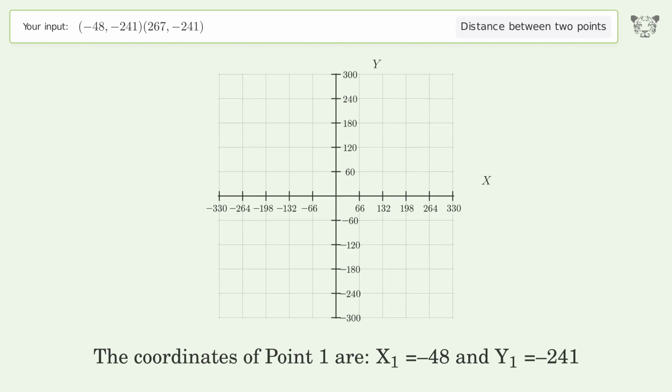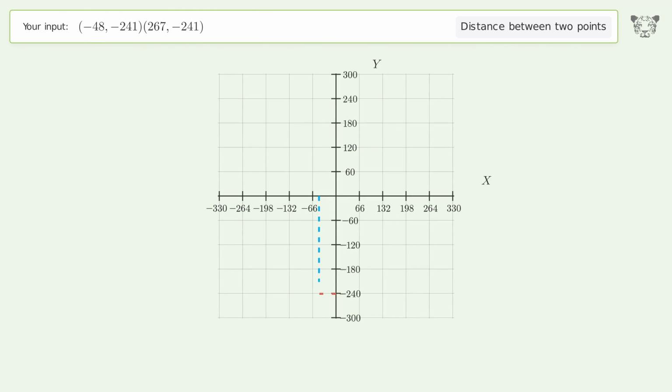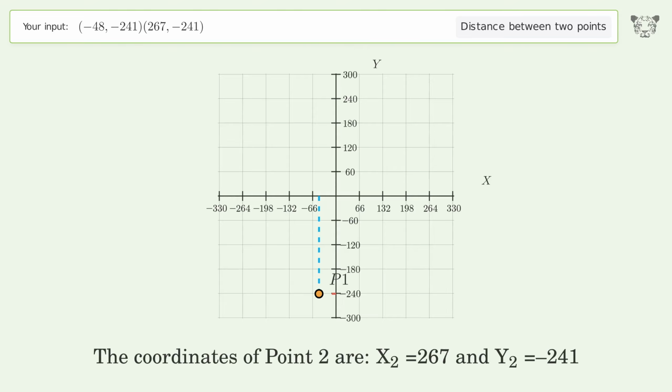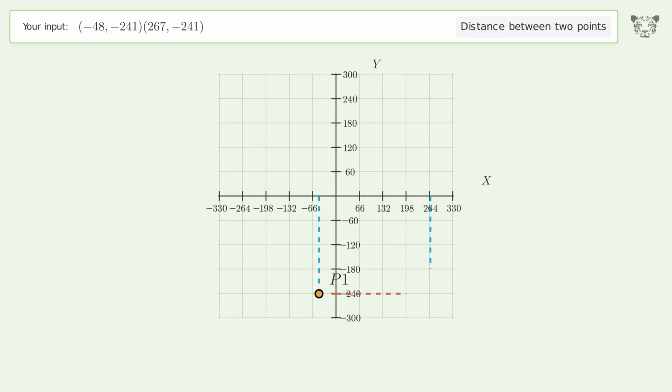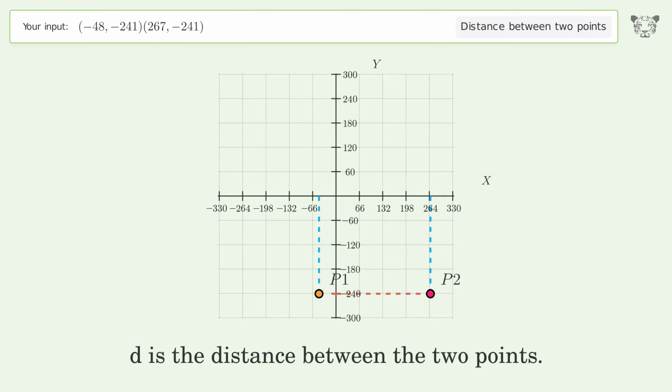The coordinates of point 1 are x1 equals -48 and y1 equals -241. The coordinates of point 2 are x2 equals 267 and y2 equals -241. D is the distance between the 2 points.